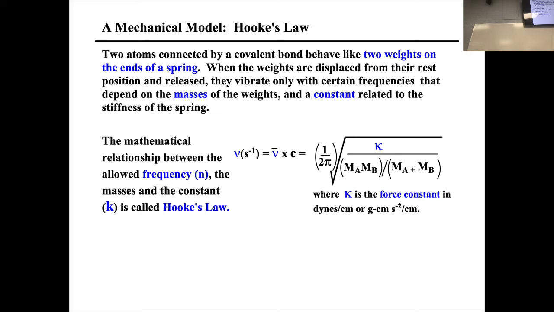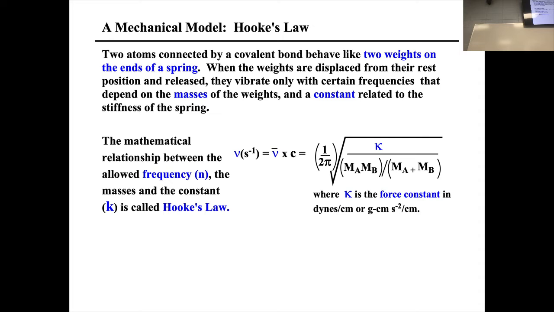You can't stretch them. They have different force constants, okay? And think about it. A single bond will have a different force constant than a double bond, which will have a different force constant than a triple bond, okay? And so we can use this information to determine what kind of functional groups we have, okay?